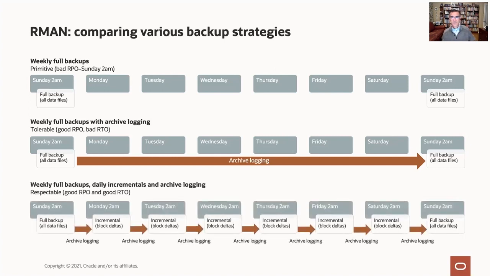Now, an established best practice with RMAN-based backups is shown here. We have periodic full backups with regular incremental backups taken at intervals in between. So a typical model is you take weekly full backups, perhaps Sunday at 2 a.m., and then daily incrementals, perhaps 2 a.m. every other day of the week. And archive logging is also enabled. And this is indeed a very respectable strategy.